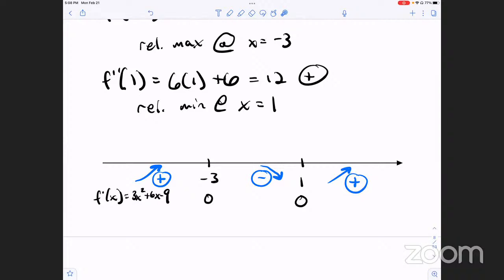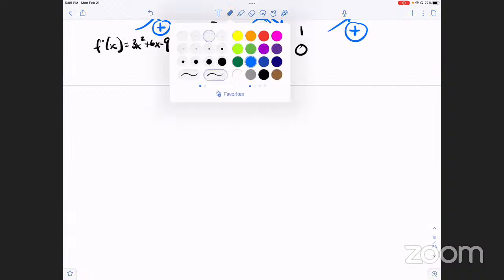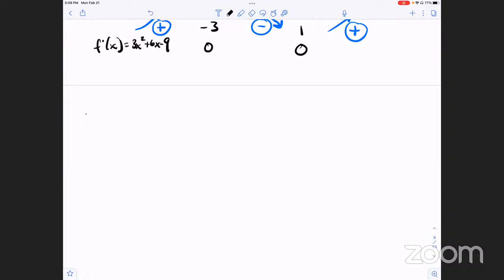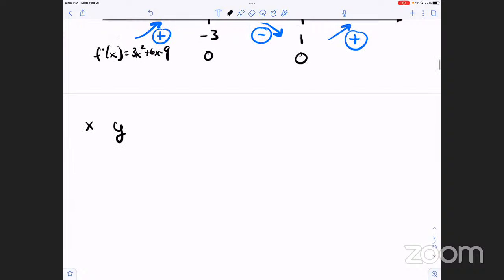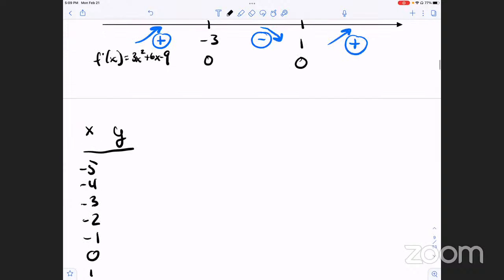So we have our critical values, basically the peaks of the mountains and the bottoms of the valleys. And we also confirmed that it's concave down when x is negative 3 and concave up when x is 1. Then we take those critical values and choose a few additional points and plot them. Let's do that quickly. We'll make a table of x and y. I chose x values from negative 5 up to 3, and I'm just going to find the corresponding y.